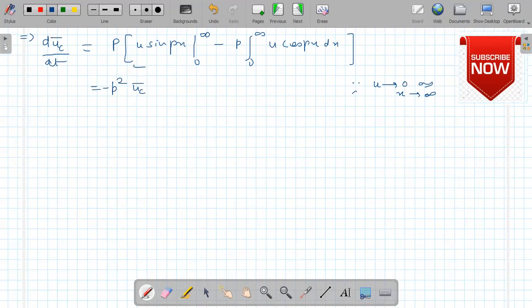This expression vanishes. This is 0. We are left with this, where p into p is p square, and this integration of u cos px is denoted by, it is the Fourier cosine transform of the function u. Its short form is uc bar. Okay.